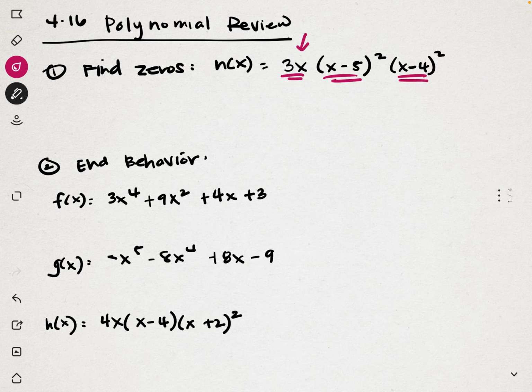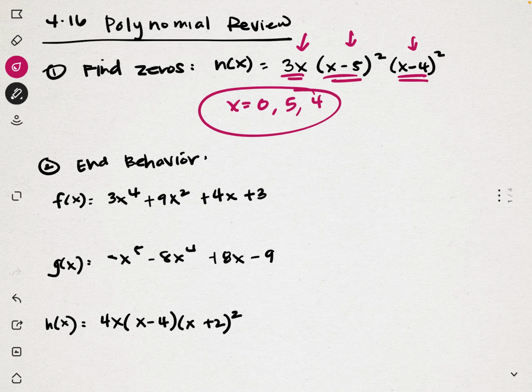So if we plug in 0, 3 times 0 is 0. So that's the first 0. If we substitute a 5 in for x in the second part, then 5 minus 5 is 0. So we have a 5. And then in the last part, we have 4 because 4 minus 4 is 0. So that first one is super easy because it's already factored for us.